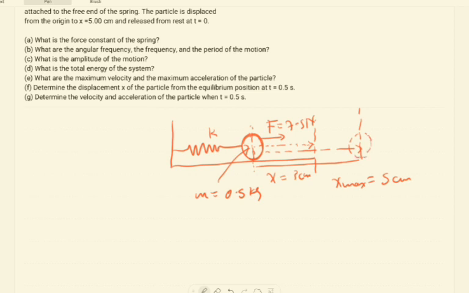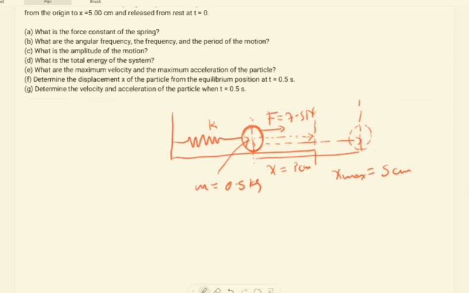So from this given information, this is a point at which time is equal to 0, which is the initially displaced 5 centimeter. Initially, meaning before the motion starts, is the position x max here. So from the given information, we are asked in part A to find the constant of spring. Part A asks us to find the Hooke's constant, find K.